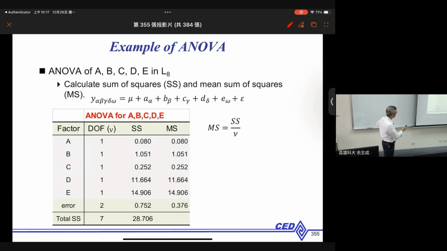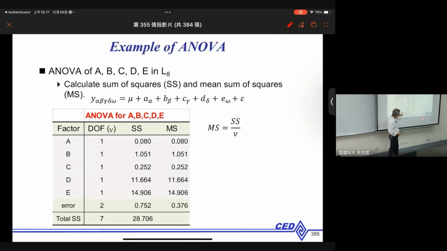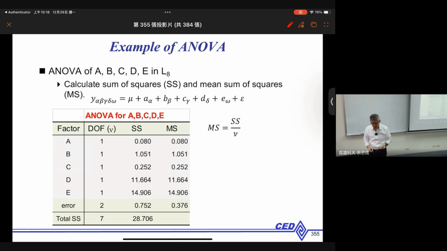And we have, using these experiments, these samples from last week. So you can find out the degree of freedom, the sum square, and the mean sum square will be the sum square divided by the degree of freedom. Okay, A, B, C, D, E, in this case, they are the same because the degree of freedom is 1. So when divided by 1 will be the same. But as you can see, the error mean sum square will be this number divided by 2, which is 0.376. It's different from the sum square, right? This is how we calculate the mean sum square.